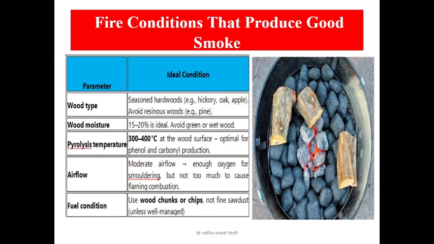Then fuel conditions: use wood chunks or chips. So now in India also these woods and wood chips are available. We can use that wood for the production of the smoke.